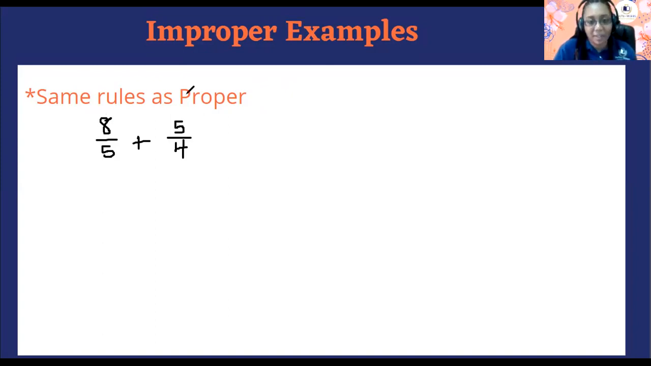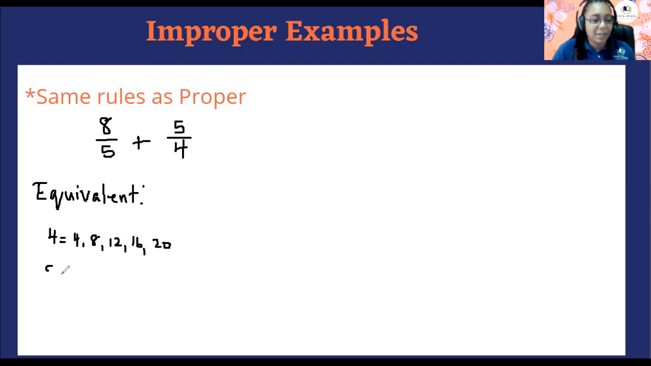So let's use the equivalent method. Those who like the butterfly, you can go right ahead and use the butterfly, but we're going to use the equivalent method. So we're looking for a multiple of 4 and 5. 4 would be 4, 8, 12, 16, 20. For 5, we can find multiples 5, 10, 15, and 20. As you can see, the common multiple is 20.